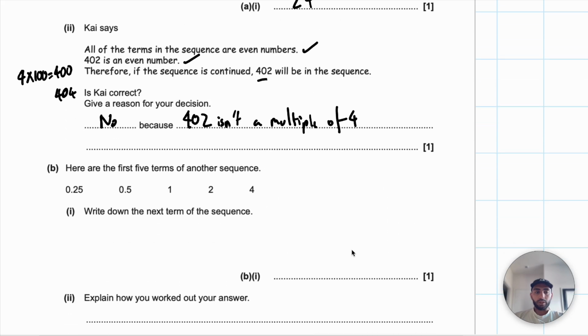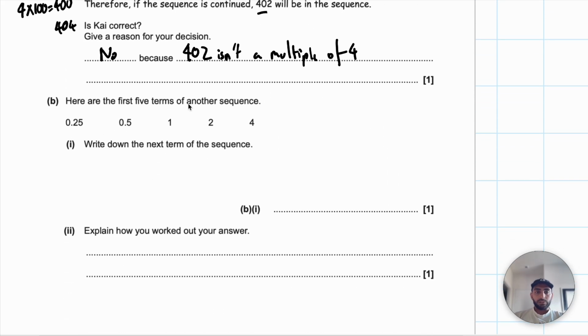Part B. Here are the first 5 terms of another sequence, 0.25, 0.5, 1, 2, and 4. I can see it's been doubled every time. We're multiplying by 2. Write down the next term of the sequence. 4 times by 2 is 8. Explain how you worked your answer. I just doubled 4.